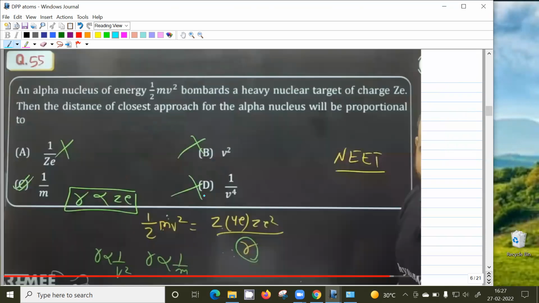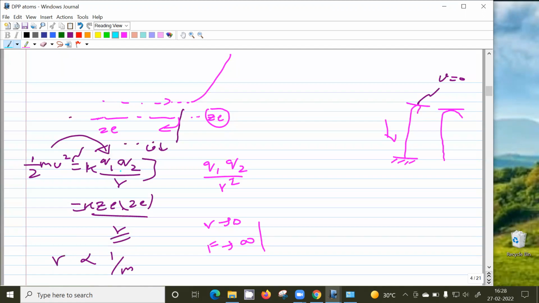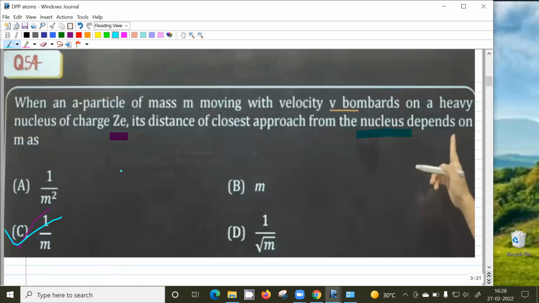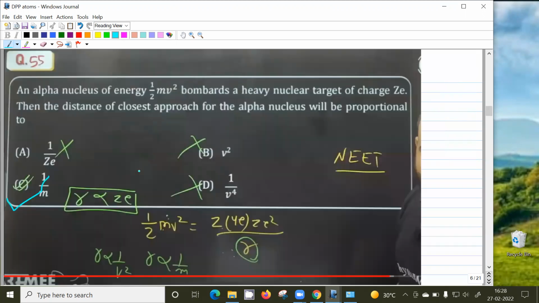Yes, sir, this one. I think it is the same question. How did it come across? It has come in NEET somewhere, in a slightly different form. It's half m v square, the same question only but in different language. Basically, we have to do this only. The loss in kinetic energy equals the gain in the electrostatic potential energy.